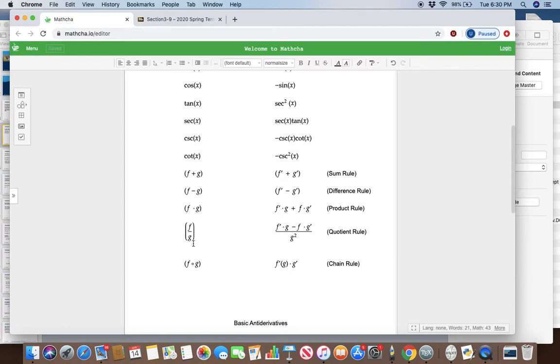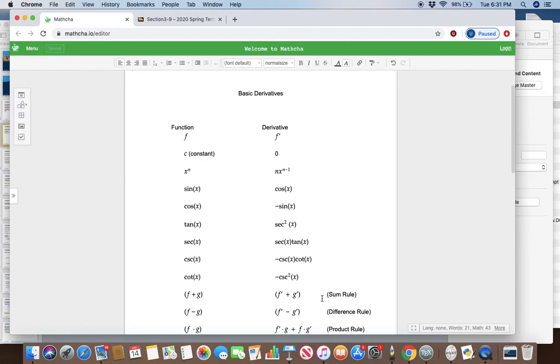Likewise, the derivative of a quotient. First take the denominator and square it. What goes in the top? Derivative of the numerator times denominator as it is, minus numerator as it is times derivative of the denominator. So this is your quotient rule. Composition: F compose G, its derivative will be, first take the derivative of the outer function F prime, keep the inner function inside as it is, then times G prime. This is the chain rule.